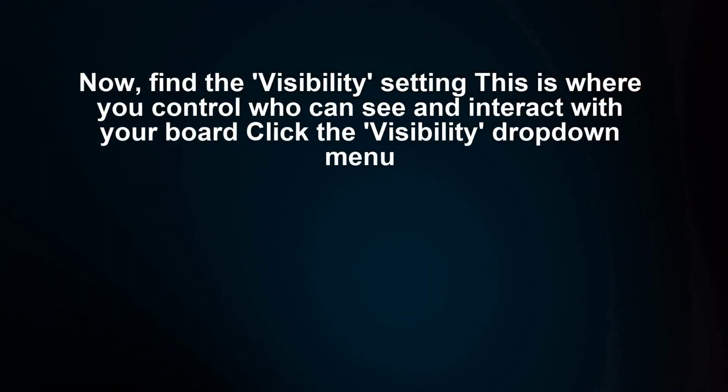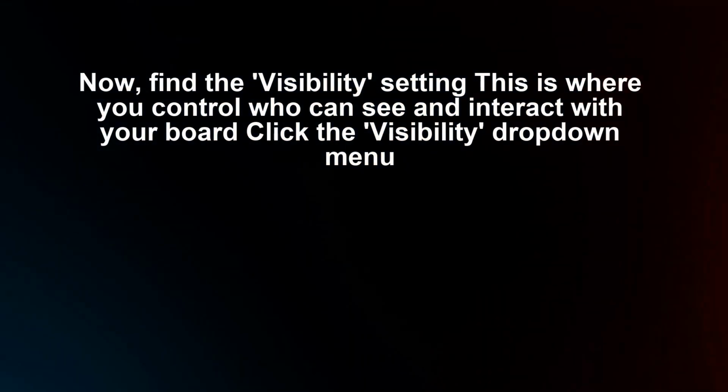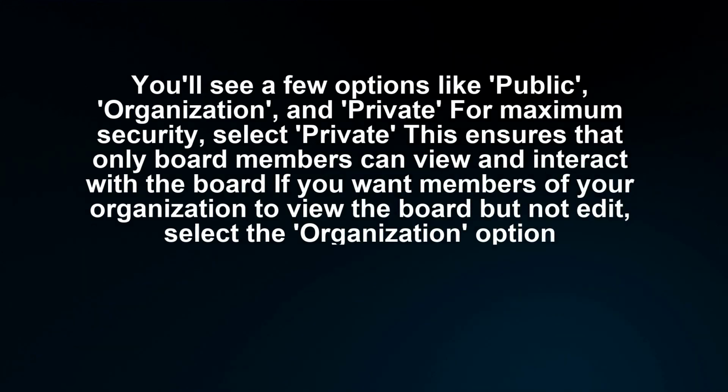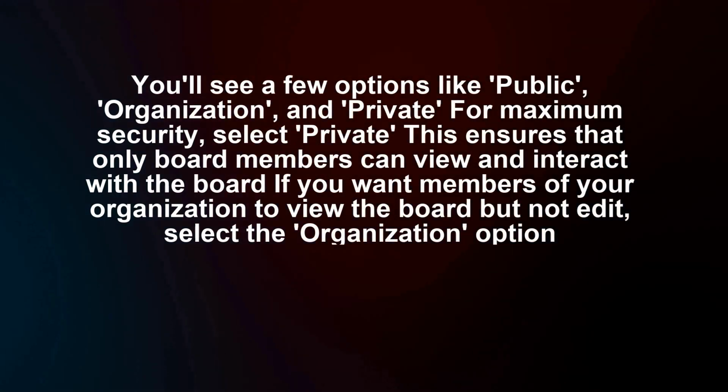Now, find the Visibility setting. This is where you control who can see and interact with your board. Click the Visibility drop-down menu. You'll see a few options like Public, Organization, and Private for maximum security.